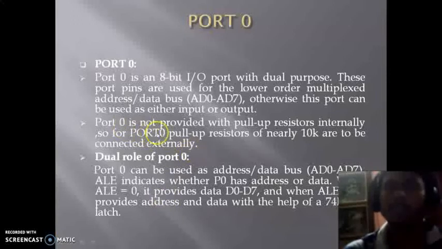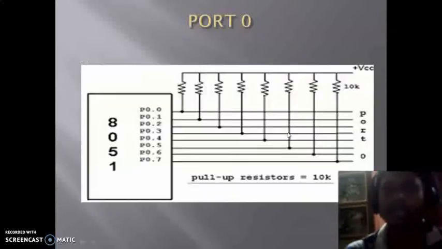Now this port 0 is not provided with pull-up registers internally, so for port 0, pull-up registers of nearly 10K are to be connected externally. This is the structure by which the pull-up circuit is added with port 0 of the 8051 microcontroller. Here the 10K register is connected with the port pins of port 0.